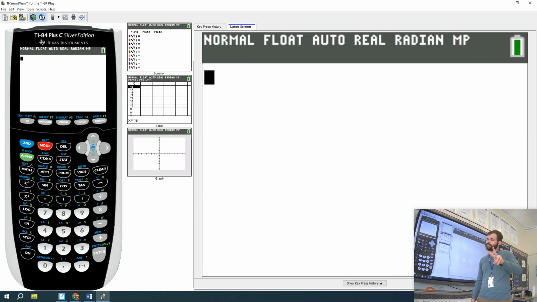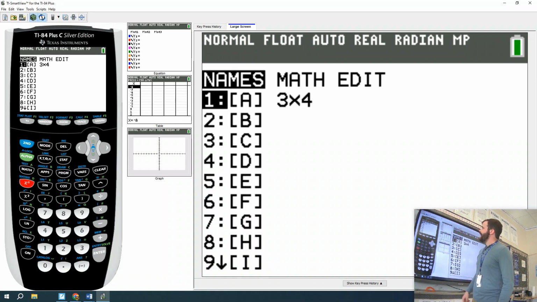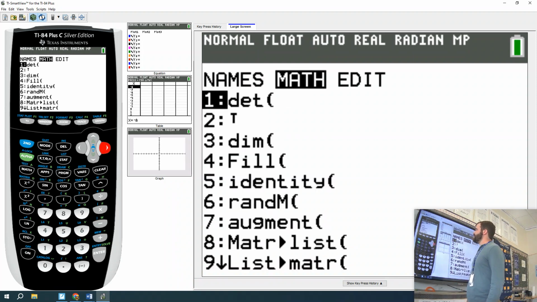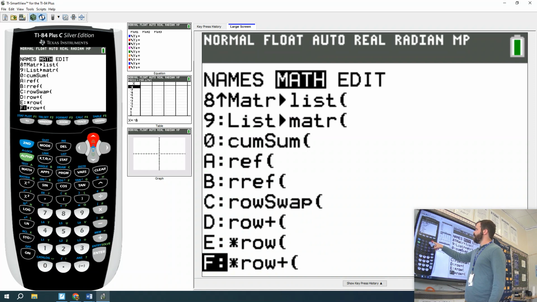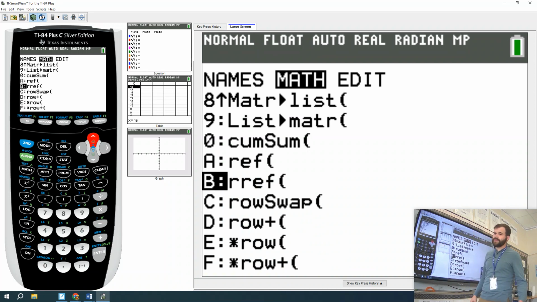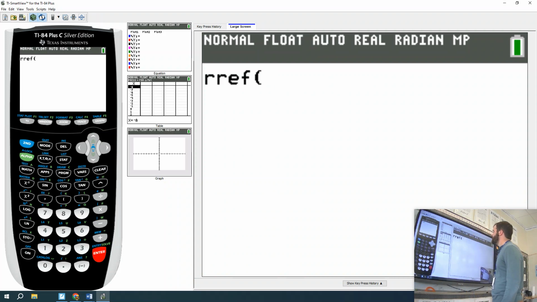So we still have two big important steps here. We're going to go second matrix, and you can see there's a 3 by 4 matrix in matrix A. We used it. Then we're going to go over 1 to math, and then I want you to go up 1, 2, 3, 4, 5 to letter B. Reduced row echelon form, RREF. Don't use just REF, RREF. It's a special REF. All right, so we're going to hit enter.